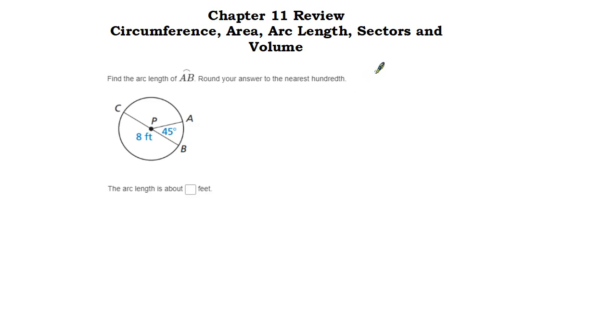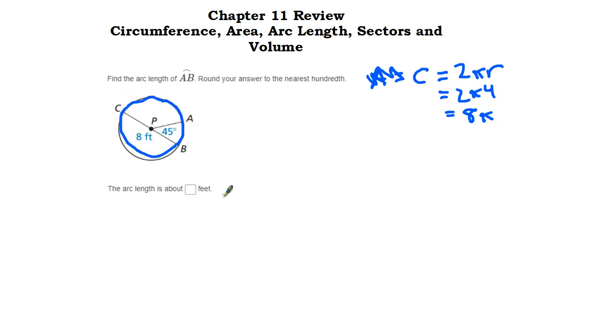So it turns out that the area of the entire circle is, oops, not the area. We're working with just arc length. So the circumference of the circle is 2 pi r. And because we know the diameter is 8 feet, we know the radius is 4. So our circumference is going to be 2 pi 4, which we can abbreviate as 8 pi. Now that's all the way around the entire circle. We just want to know this part right here.